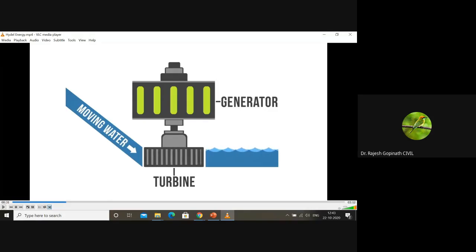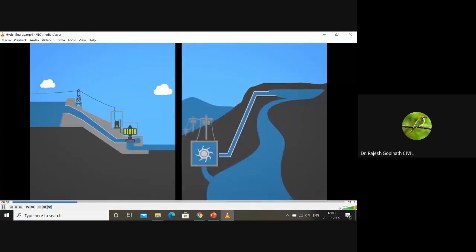So it is moving water here. Even in your tidal energy, it was moving water. In your OTEC, it was fumes or water vapor. This turbine is connected to an electromagnetic generator, which produces electricity when the turbine spins. In your wind energy, this was moving air, wind. There are two main types of hydroelectricity production: dams and run-of-river.